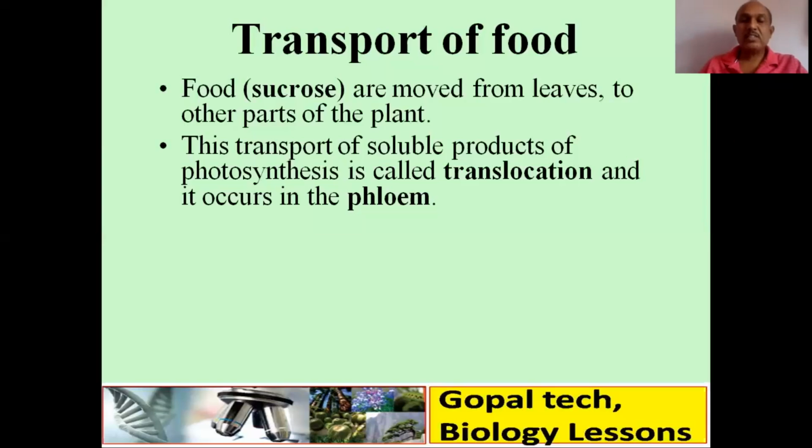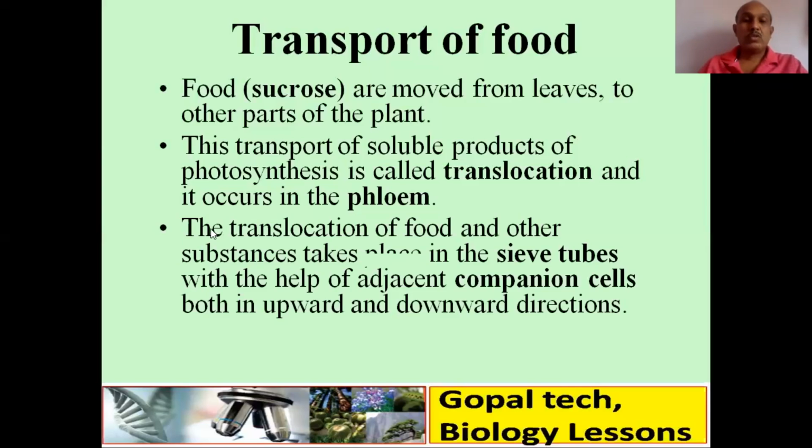And it occurs in a phloem, which is made up of sieve tubes and companion cells. So the translocation of food and other substances takes place in the sieve tubes with the help of adjacent companion cells, both in upward and downward direction. So water and minerals always move in upward direction, but food will be transported in both directions, upward and downward.